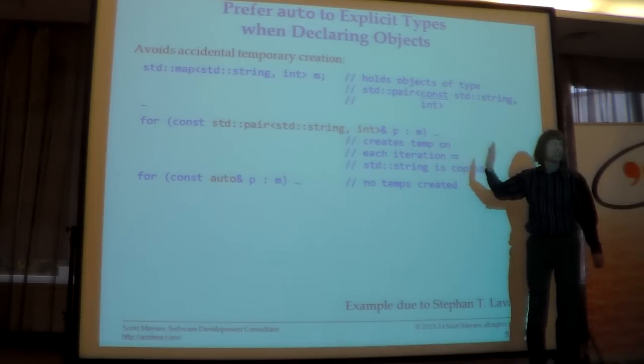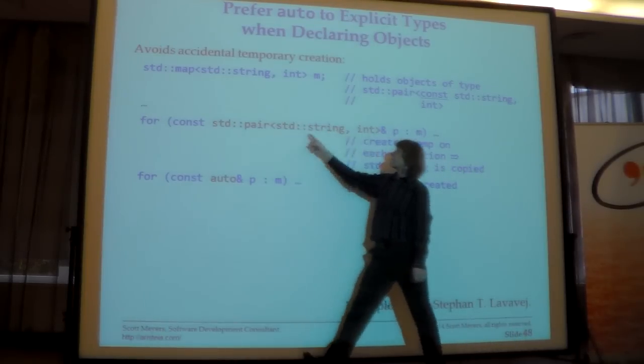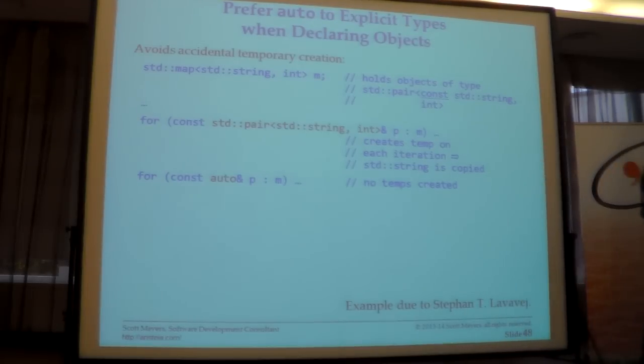But it looks right. Because look, a map from string to int, a pair from string to int. If you don't remember the const, bad things occur. Or, if you just say auto, in which case you will in fact get exactly what you want.